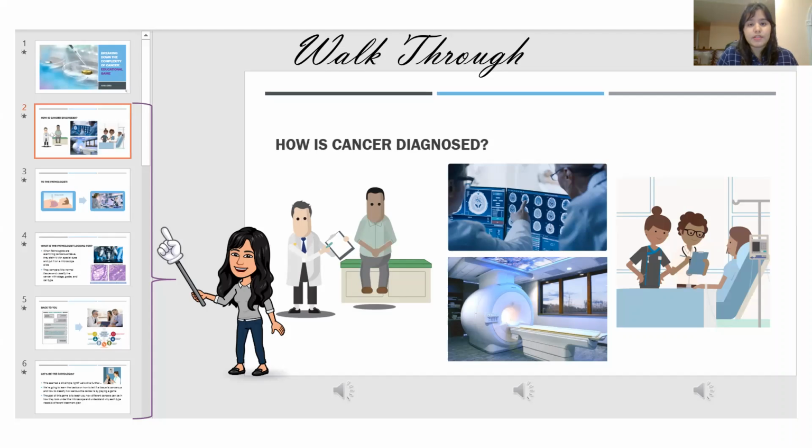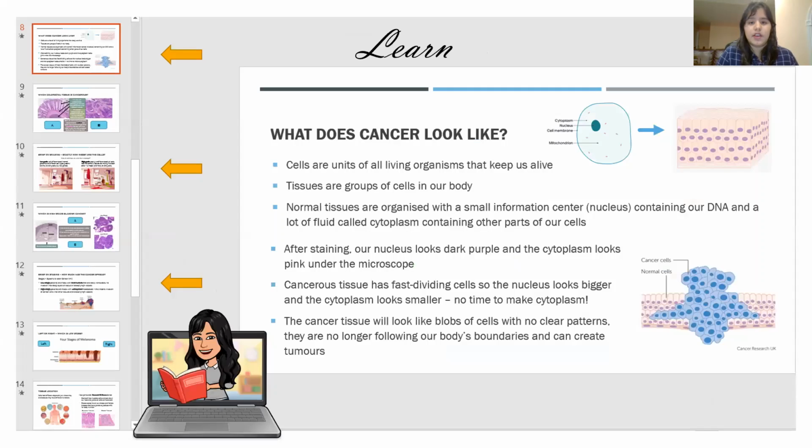So what happens is that a tissue biopsy is taken, and that goes to the pathologist. And the pathologist determines what kind of cancer it is, if there is cancer. So this is a mini walkthrough that we go through in the first part of the presentation. The next part of the presentation is the game slides and learning slides.